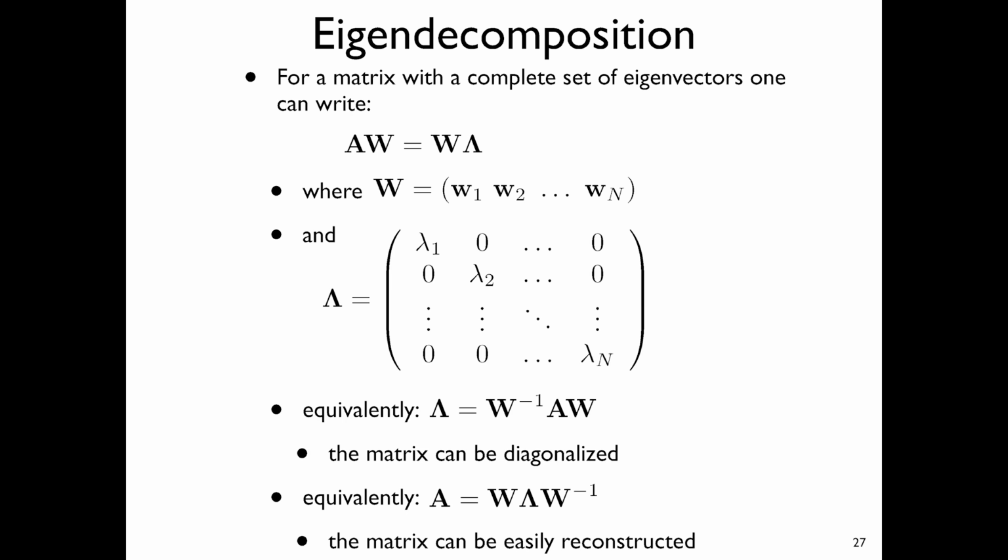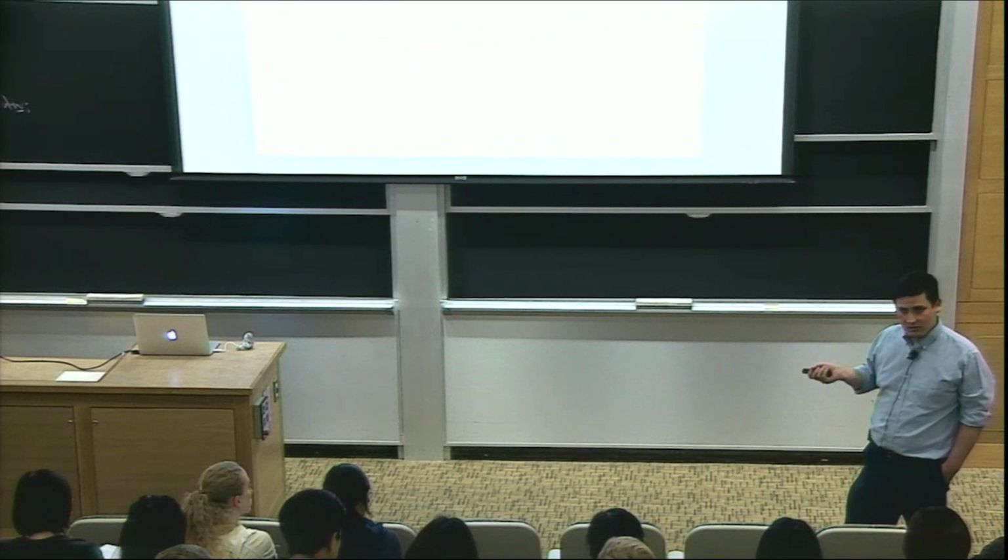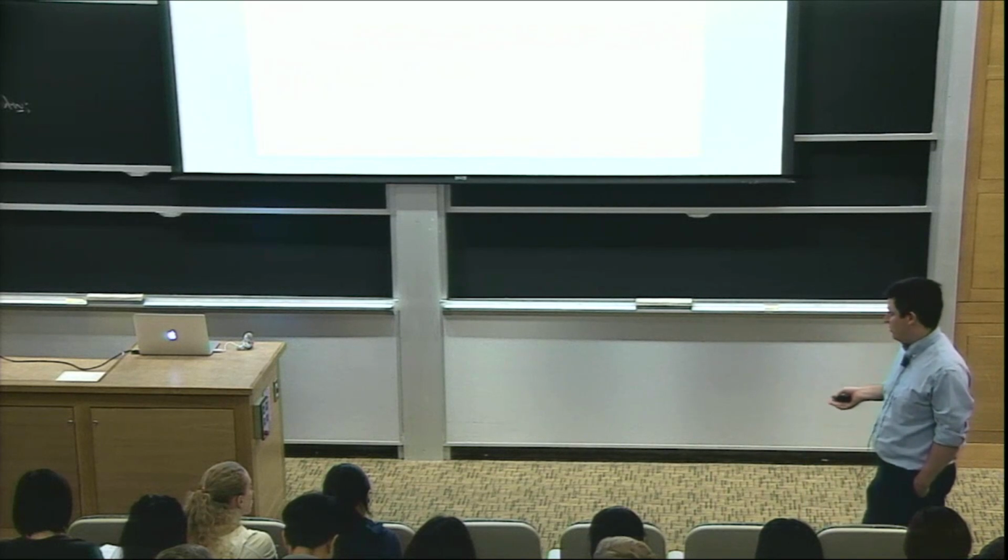These are all equivalent ways of writing this fundamental relationship when the inverse of W exists. So this means that if I know the eigenvalues and eigenvectors, I can easily reconstruct my equation. If I know the eigenvectors and A, then I can easily diagonalize my system of equations. So this is a useful sort of transformation to do.